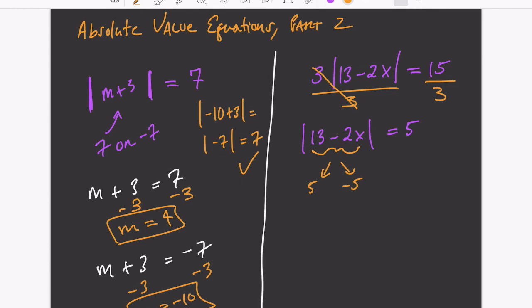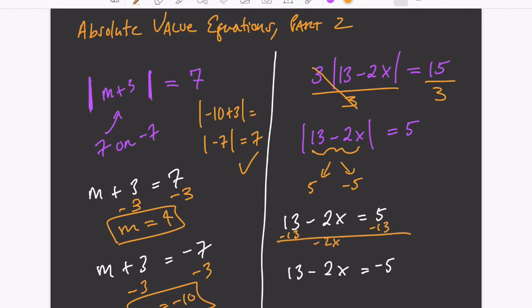So we're going to set our two equations just like we did in the other one. We know that 13 minus 2x might be 5, or 13 minus 2x might be -5. We're going to be a little squeezed for space, but we'll make it happen. So anyway, I am going to subtract the 13 from both sides. So -13 minus 13, and I get my -2x. Don't forget the signs. -2x equals 5 minus 13, which is -8.